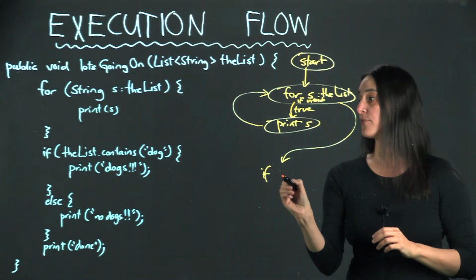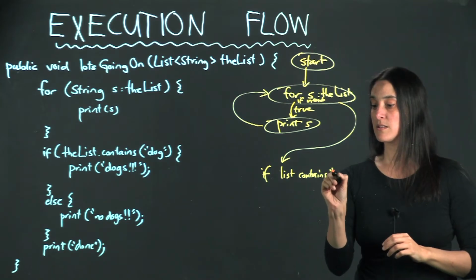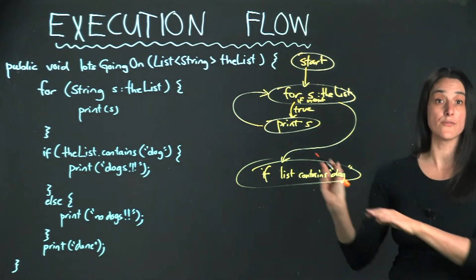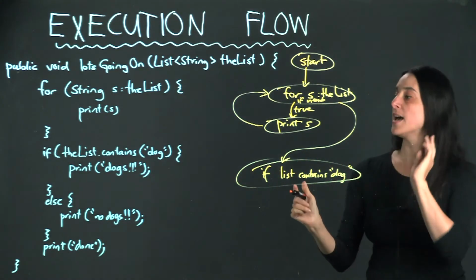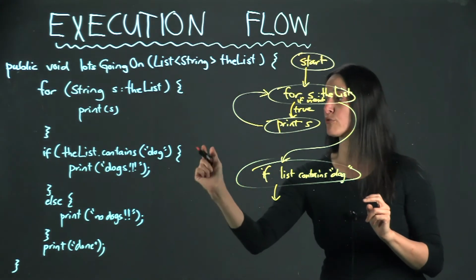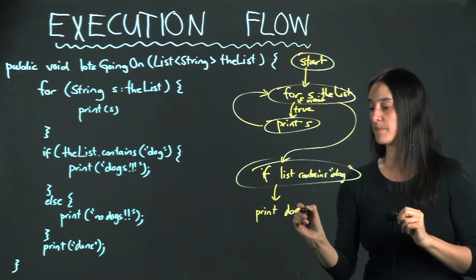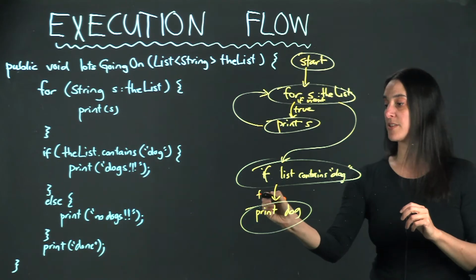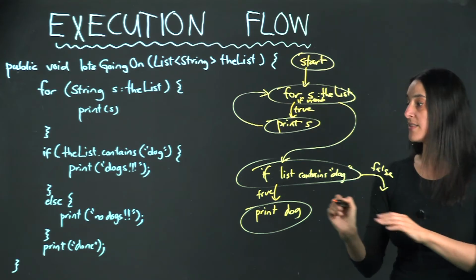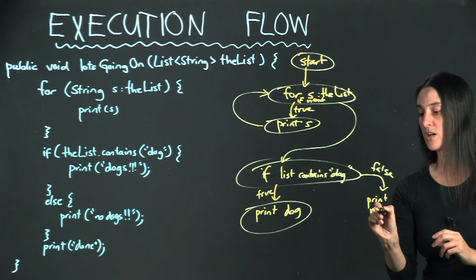So we say if list contains dog. So that's our descriptive bubble that corresponds to this statement. And if it does contain the string dog, then we go into the true block of this if statement, print dog. And that's if it's true. And if it's false, then we go into the else block instead. So we print no dogs.